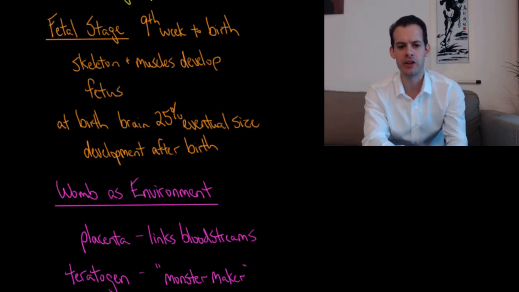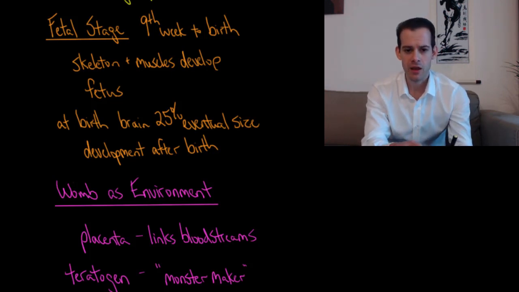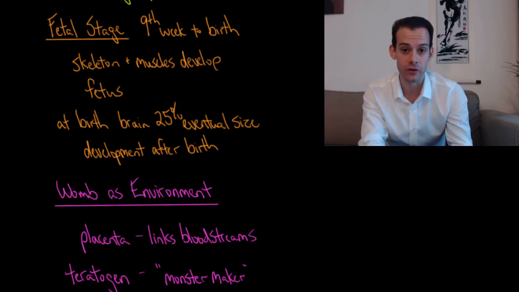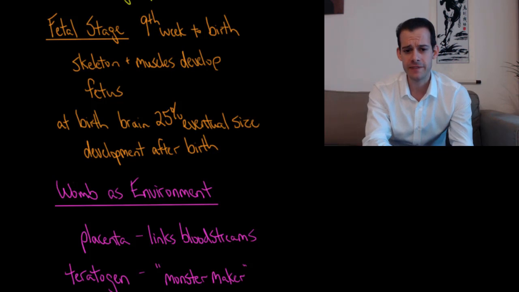And an interesting thing about human development is that at birth, our brain is only about 25% of its eventual adult size. So we're very underdeveloped when we're born, and we're very vulnerable, and we have a lot of development left to do. And this is quite different from many other species. A lot of other species are born pretty much fully formed. But we have a lot of growing left to do. Our brain won't be fully developed until about the age of 25.